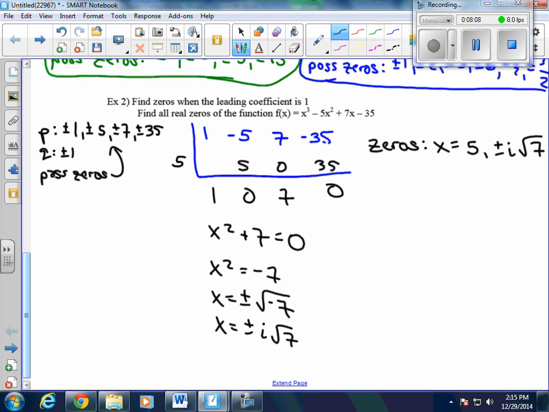However, in this case, they're only looking for the real ones. Obviously, that's not a real one. Here are the zeros, but in this case, if they ask just for the real ones, it would be 5. Now, in the book, they're going to ask you for the real zeros, but I want you to find all of them. Okay, so in this case, the real zero would be 5, and all of the zeros would be 5, and then plus or minus i times the square root of 7.